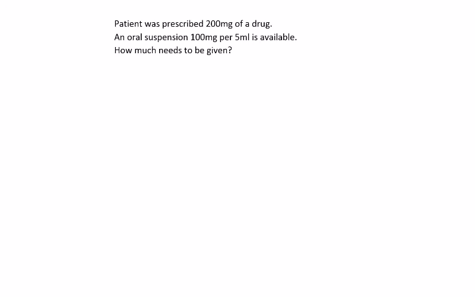The patient was prescribed 200 milligrams of a drug. So this is what the patient needs to receive. This is what we want to give to the patient. An oral suspension, 100 milligrams per 5 mils, is available. So this is what we have in stock. That's the concentration of the drug. So this is what we have.